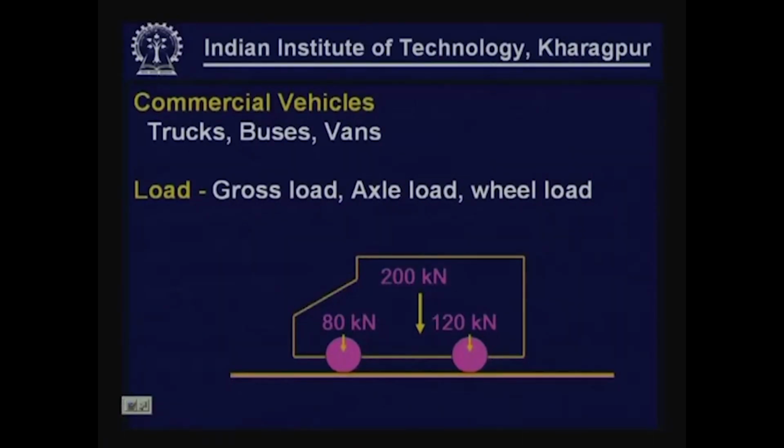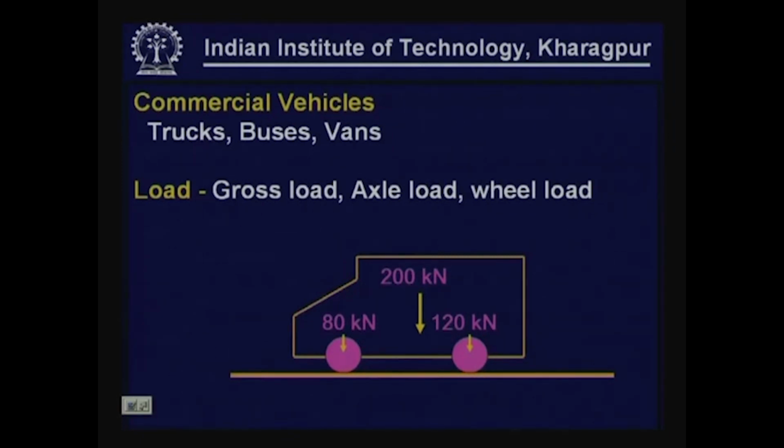Typically, commercial vehicles can be trucks, buses, vans, and when we refer to a commercial vehicle, we talk about its gross load, we talk about its axle load, we are also interested in the wheel loads. Ultimately, it is through the wheels that the load is transmitted to the pavement, but agencies such as the road transport agencies and commercial truck operators are usually interested in the gross load that is carried.